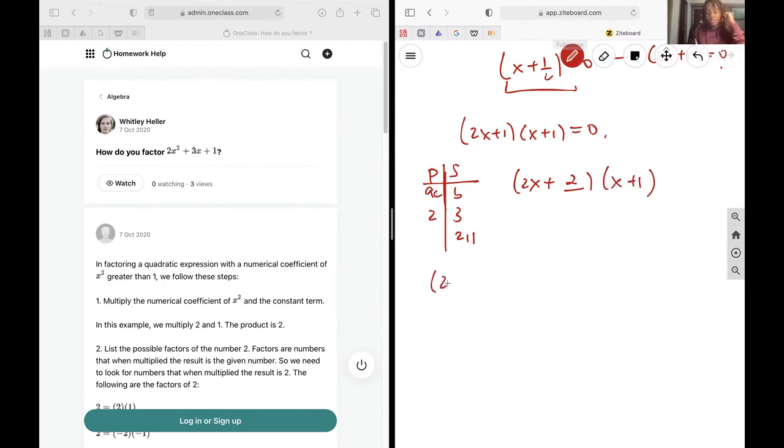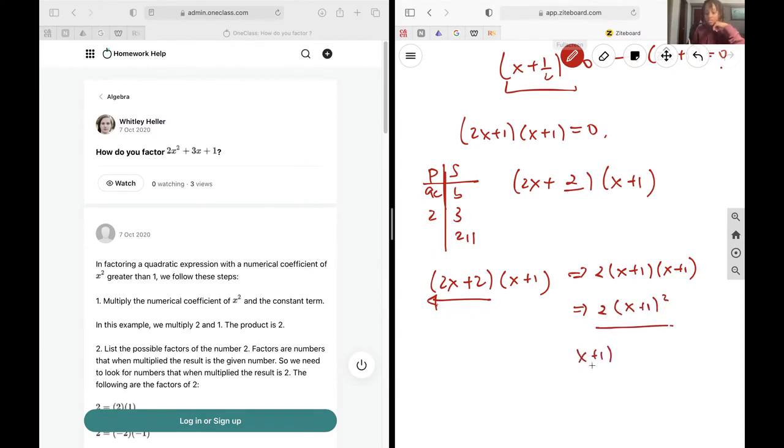Okay, now when I do this, I can already tell this is wrong, because if I divide out the common factor of 2 here, I'm going to get 2 by x plus 1 by x plus 1, which is 2 times x plus 1 squared. This is obviously not correct, because x plus 1 squared is going to give me x squared plus 2x plus 1. That multiplied by 2 is not going to give me what I'm looking for. It's going to give me 4x here instead of the 3x that I need. So I can already tell this is wrong.